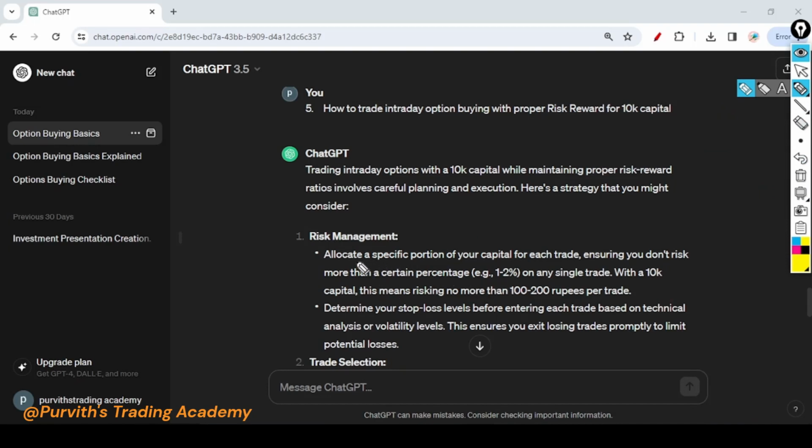Here you see we have to allocate a specific portion of your capital for each trade, ensuring that you do not risk more than a certain percentage. Example 1 to 2% on any single trade. With 10k capital, this means risking not more than 100 to 200 rupees per trade. Now this is how we have to manage the risk.